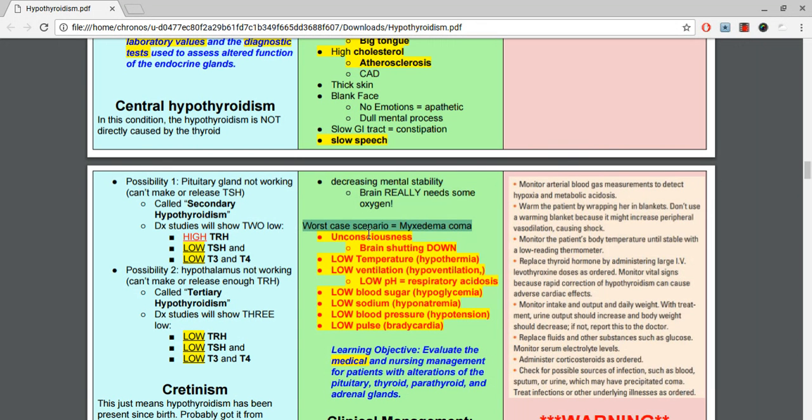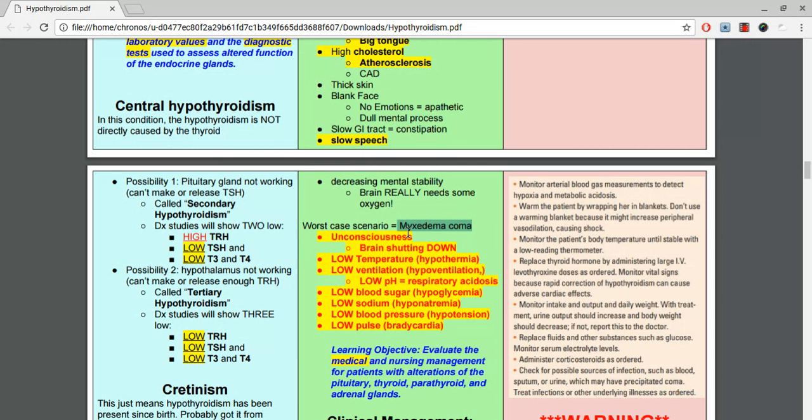In the worst case scenario, you're going to get a myxedema coma. And I want you to memorize that, because this is a disease. I mean, this is a condition that occurs in hypothyroidism specifically. It's very specific to hypothyroidism.